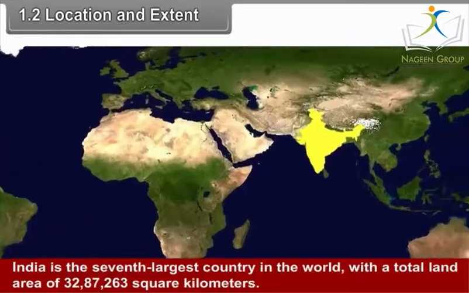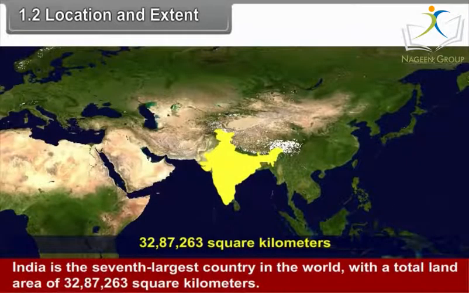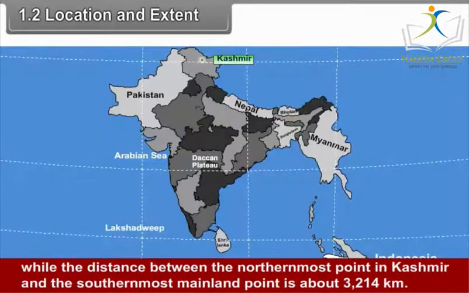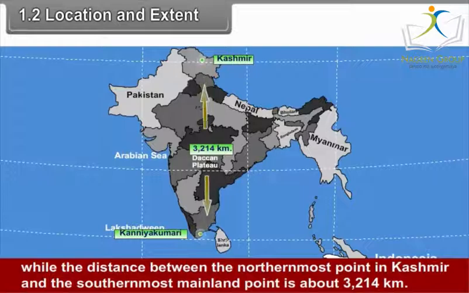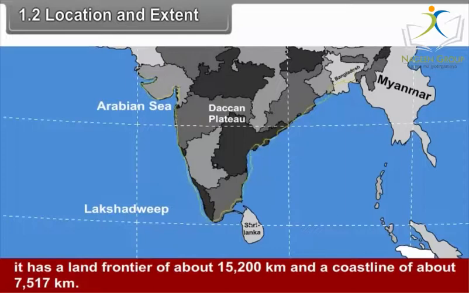India is the 7th largest country in the world, with a total land area of 32,87,263 square kilometers. The distance from the westernmost point in Gujarat to the easternmost point in Arunachal Pradesh is about 2,993 kilometers, while the distance between the northernmost point in Kashmir and the southernmost mainland point is about 3,214 kilometers. It has a land frontier of about 15,200 kilometers and a coastline of about 7,517 kilometers.